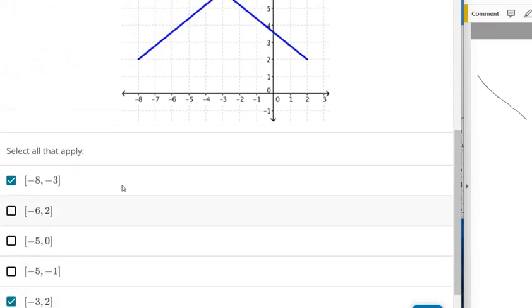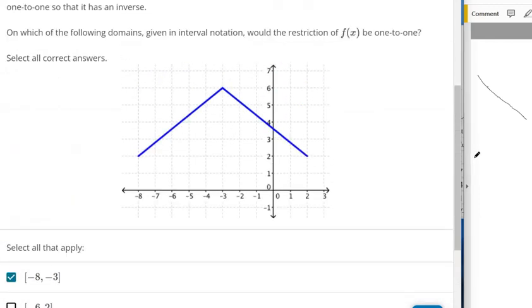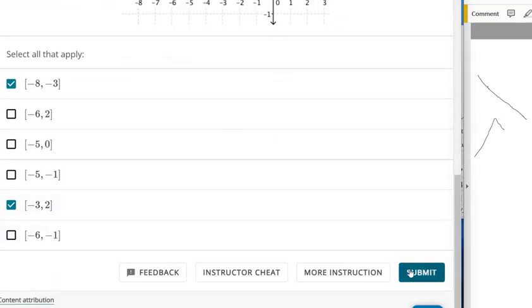And -6 to -1, start at -6, end at -1. That graph looks like this, so it would fail the horizontal line test up here, right? So forget that one.